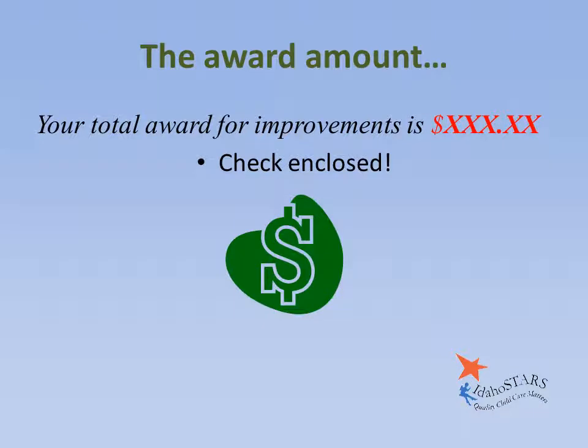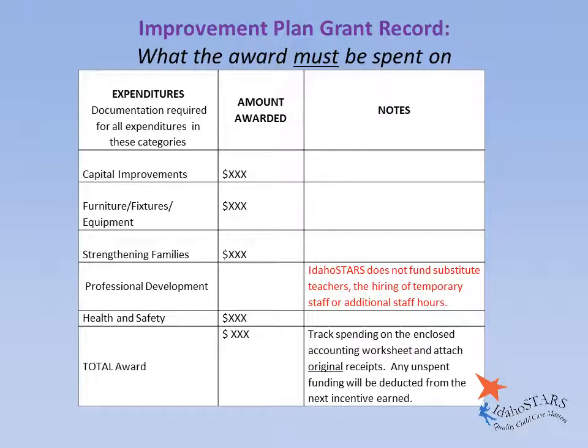This first line is the amount of the award. There will be a check enclosed with this letter. Be sure that it is the same amount that is listed in the letter, and remember that all funds received from IdahoSTARS must be listed as taxable income on your tax returns. The next 2 lines refer to the form we supply for record keeping.